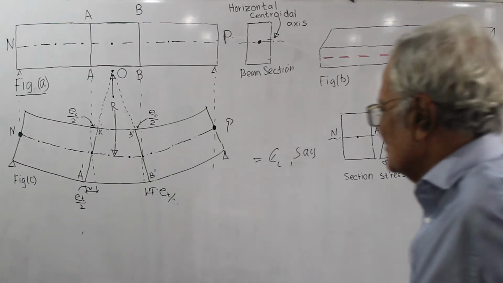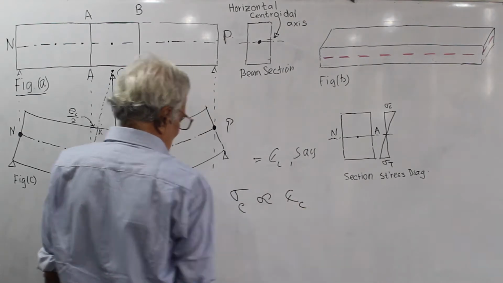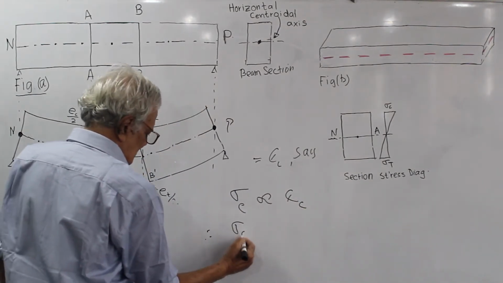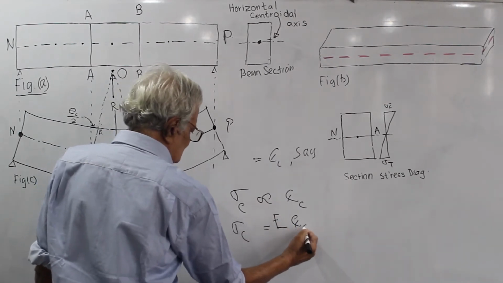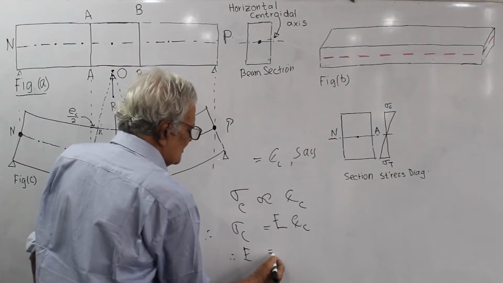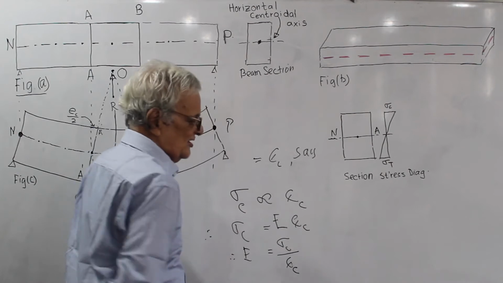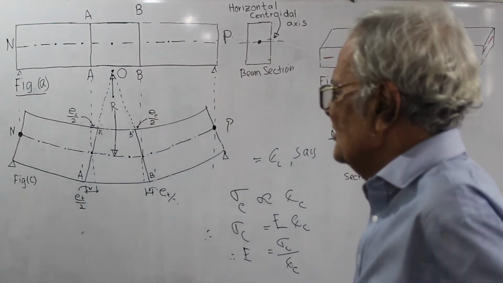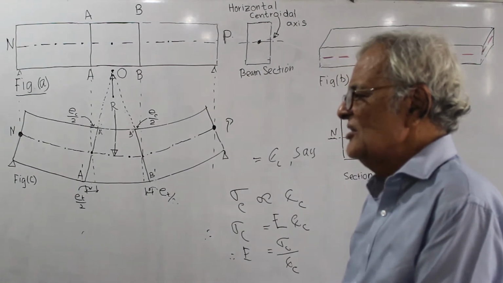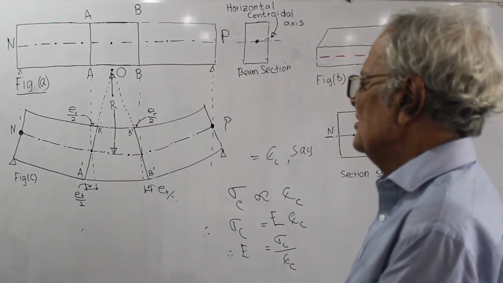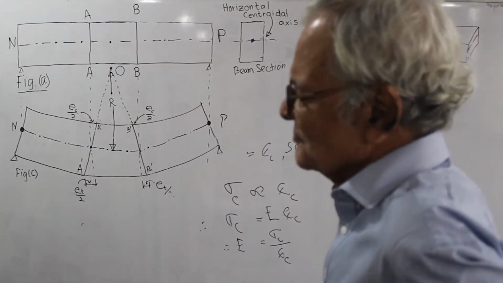By Hooke's law, sigma C is proportional to epsilon C. Therefore, sigma C equals a constant E into epsilon C. Therefore, E equals sigma C over epsilon C. E is called the modulus of elasticity. And to honor the scientist Young, who studied stresses in beams, capital E is also called the Young's modulus.